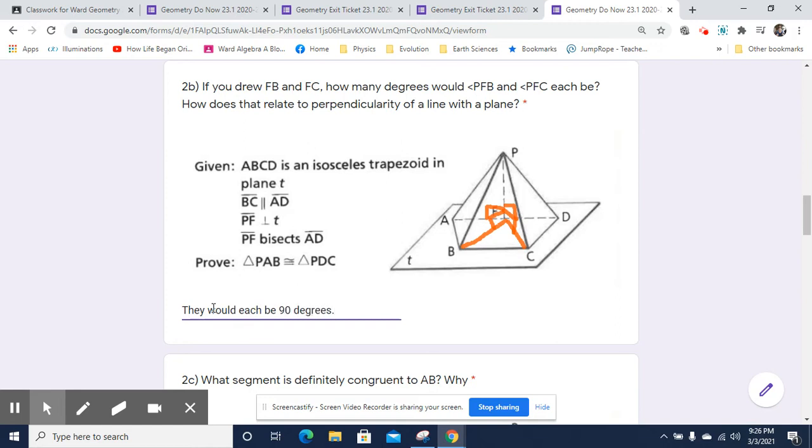And how that relates to the perpendicularity of a line to a plane is that they go through the foot of PF, which is itself perpendicular to plane T. Okay, so now we have those angles are all right, which is kind of cool.